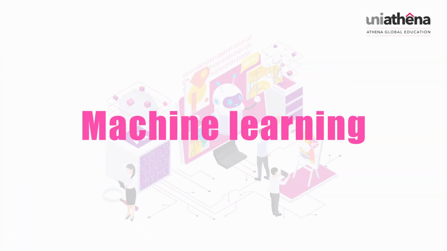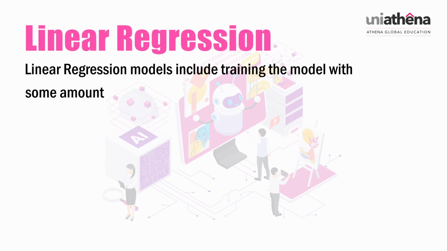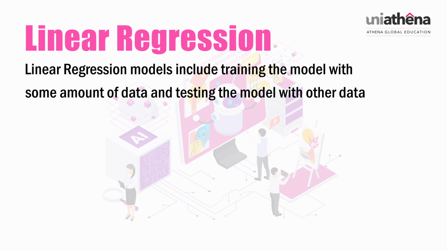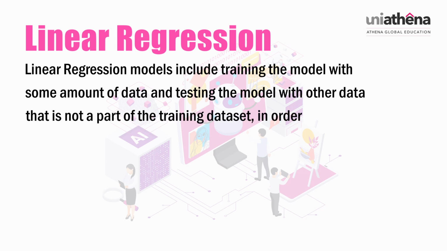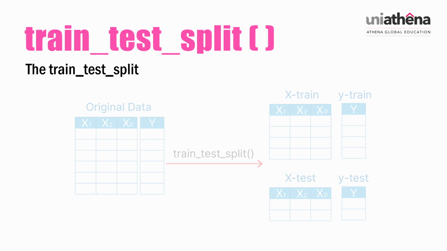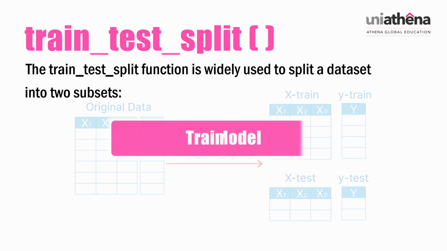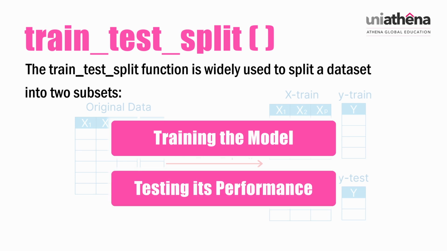In machine learning, it's crucial to assess the performance of a model on unseen data to understand its generalization capabilities. Linear regression models include training the model with some amount of data and testing the model with other data that is not a part of the training dataset in order to test the model's accuracy. In this scenario, the dataset available to the data scientist has been provided by the retail store, which consists of 500 rows. The train_test_split function is widely used to split a dataset into two subsets, one for training the model and the other for testing its performance.